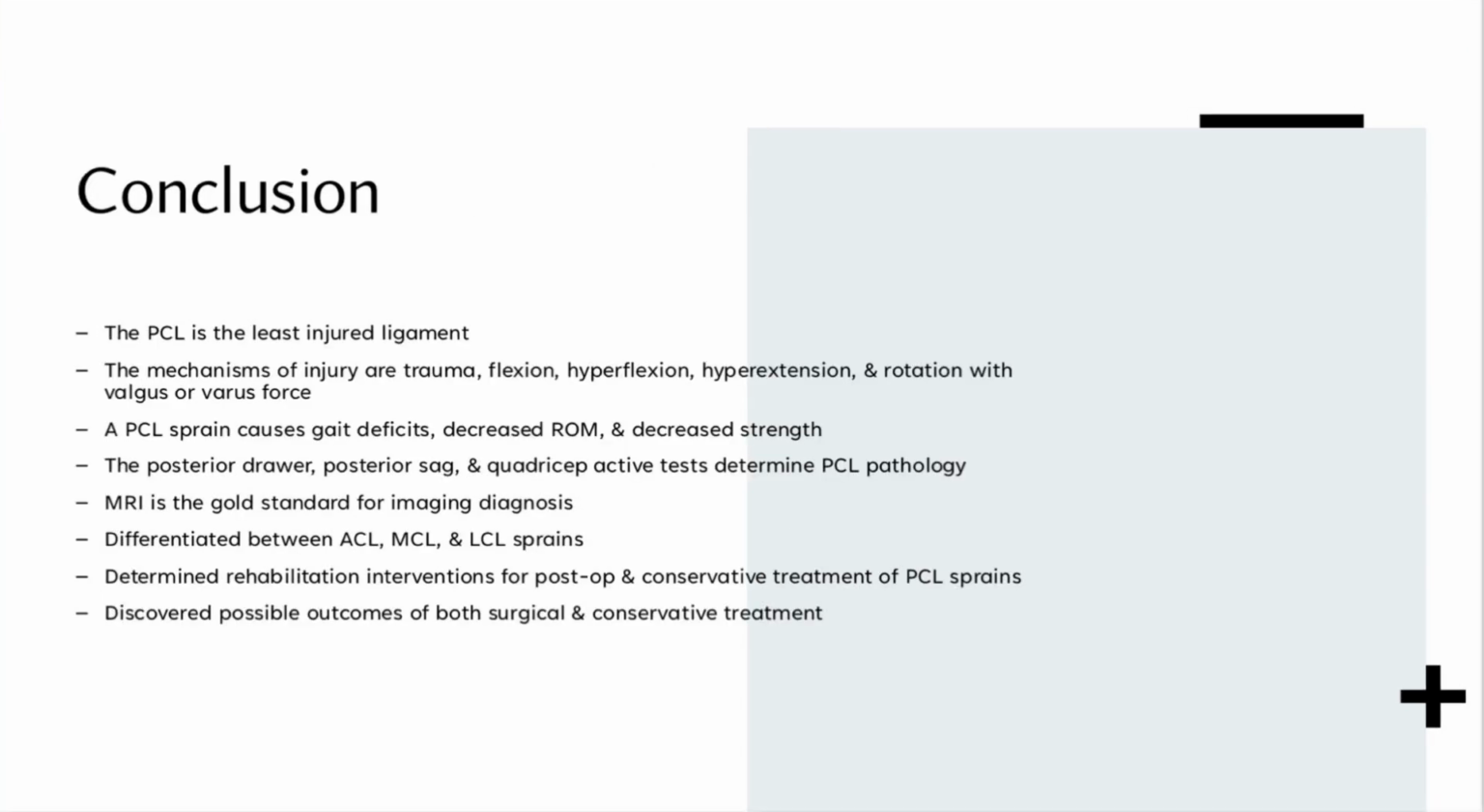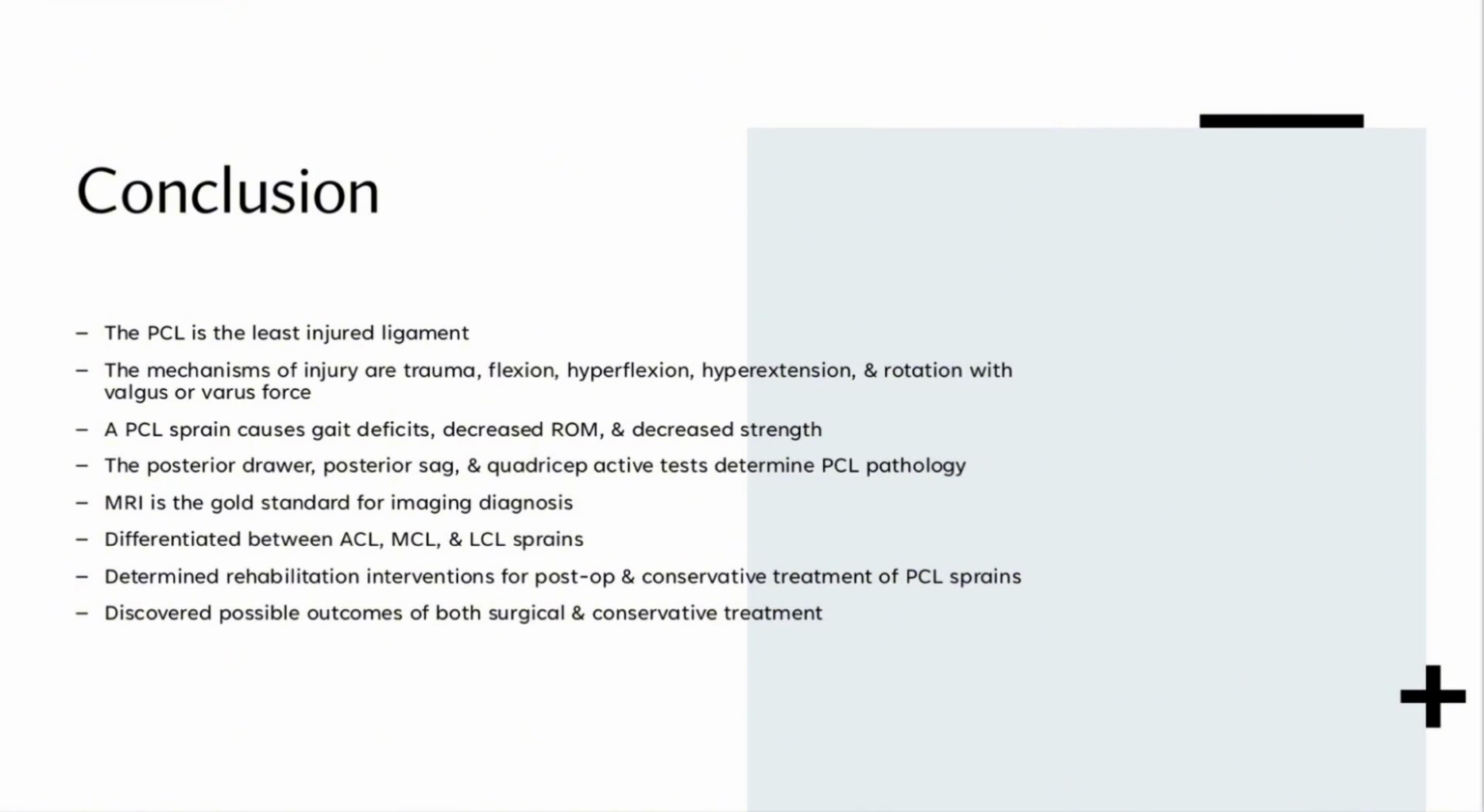So in conclusion, the PCL is the least injured ligament due to the strength of the structure. The mechanisms of injury are trauma, flexion, hyperflexion, hyperextension, and rotation with valgus or varus force. A PCL sprain causes gait deficits, decreased range of motion, and decreased strength. The posterior drawer, posterior sag, quadriceps active test, and posterior Lachman's test determine PCL pathology.